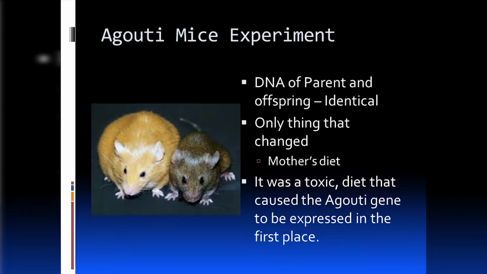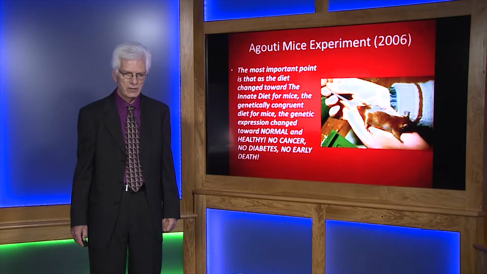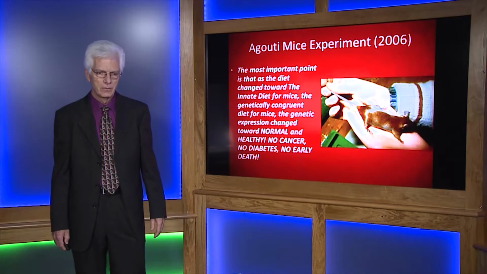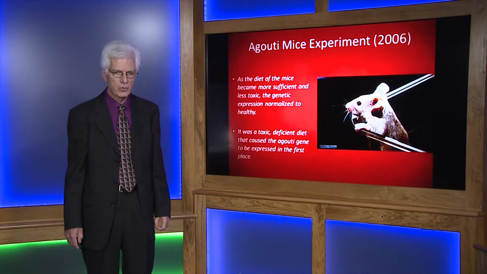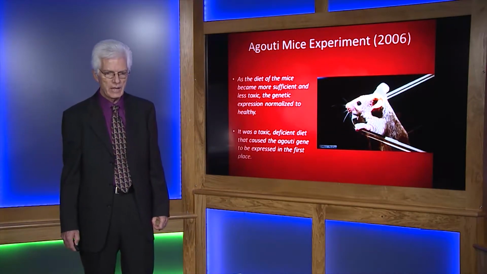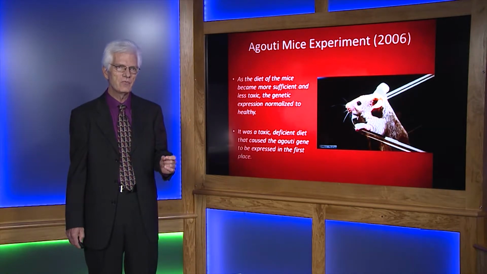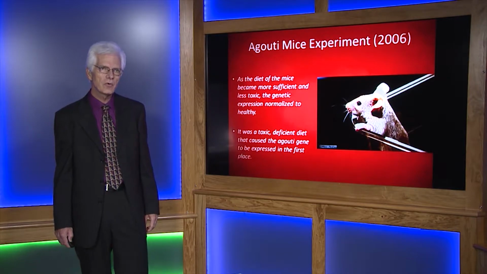Their approach was radically straightforward. They changed the mom's diet. The most important point is that as the diet changed toward the innate diet for mice, the genetically congruent diet for mice, the genetic expression changed toward normal and healthy. No cancer, no diabetes, and no early death. As the diet of the mice became more sufficient and less toxic, the genetic expression normalized to healthy. It was a toxic, deficient diet that caused the agouti gene to be expressed in the first place.